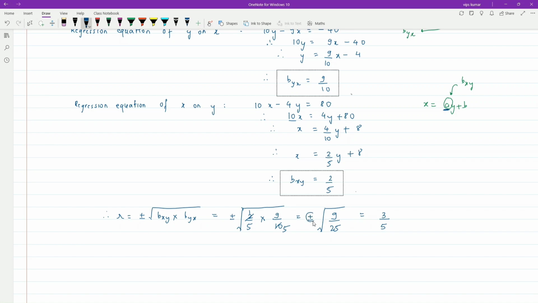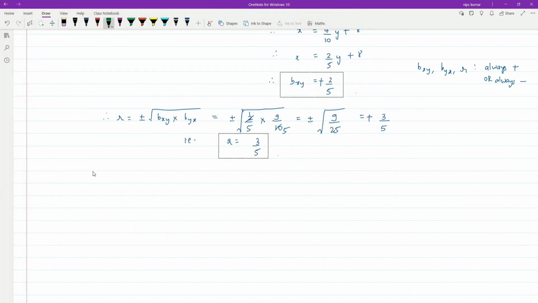Now, there is a plus and minus sign. Note that all the three coefficients bxy, byx and r are either always positive or always negative. So all three are going to carry the same sign. Now in our calculations, it was revealed that byx is positive, bxy is also positive. So the coefficient of correlation r is also going to be positive. So that is the value of r. r is equal to 3 over 5.